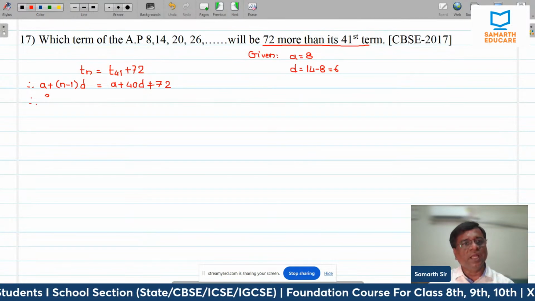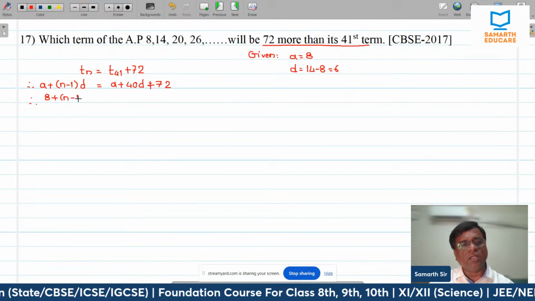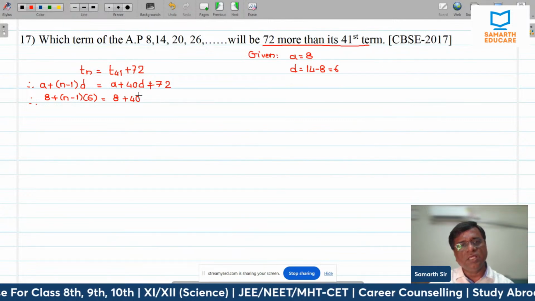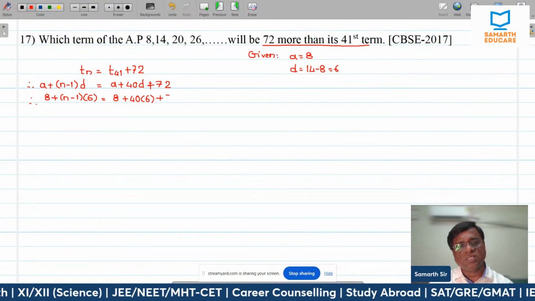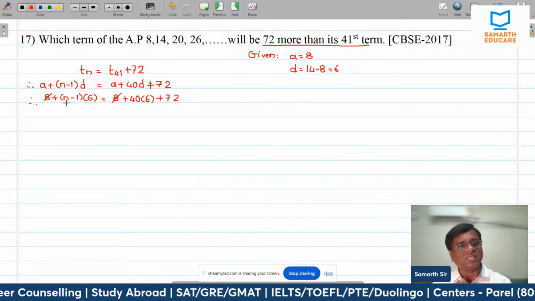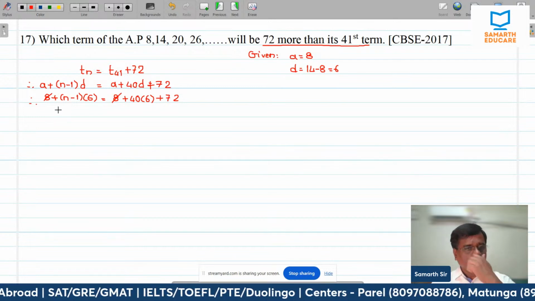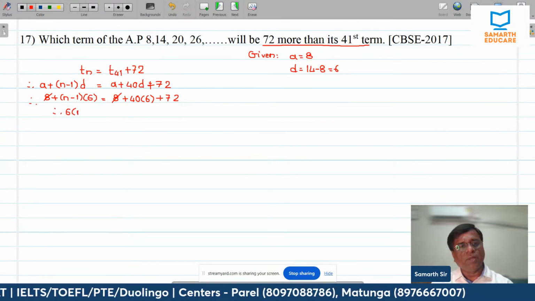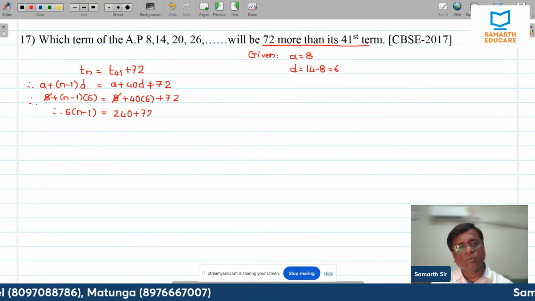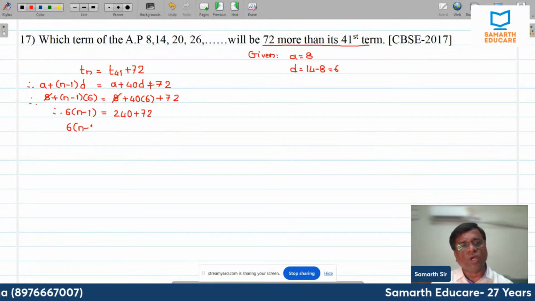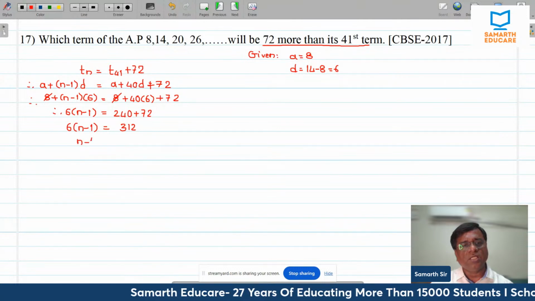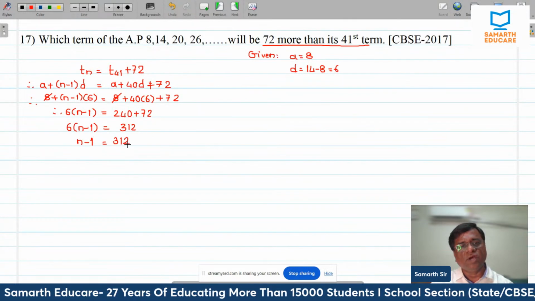A value is 8 plus n minus 1 into 6 is equal to A value is 8 plus D is 6 plus 72. 8 and 8 on both sides, because plus, it gets cancelled. Okay, now we have 6 into n minus 1 is equal to 240 plus 72. So 6 into n minus 1 is equal to 312. n minus 1 is 312 divided by 6.